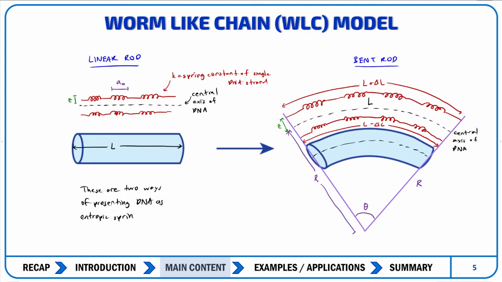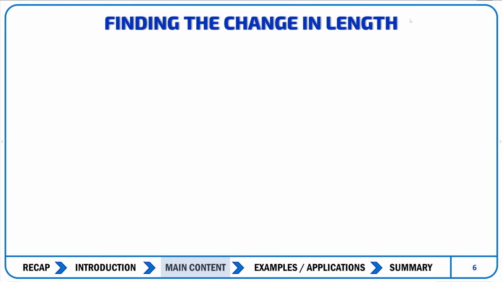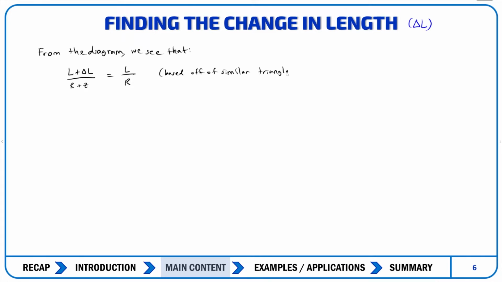So I'm just going to carry that over to the next slide. Change in length is considered delta L. Using similar triangles, we have L plus delta L divided by R plus Z is equal to L over R. And this is based off of similar triangles sharing angle theta. So based on that, we can solve for delta L.